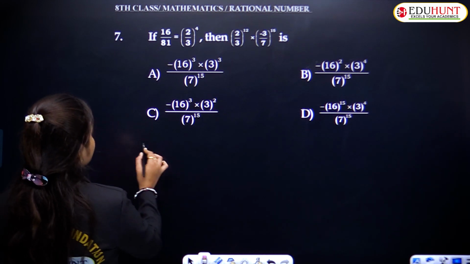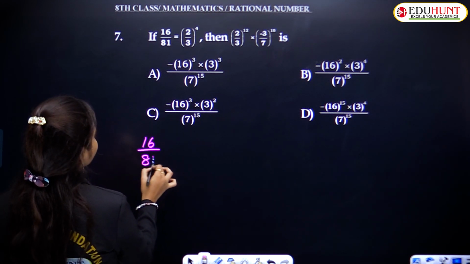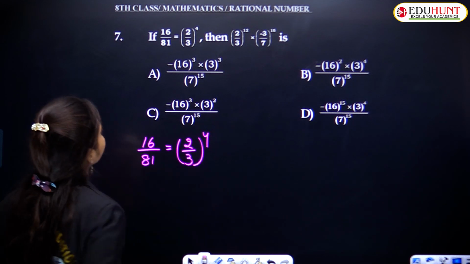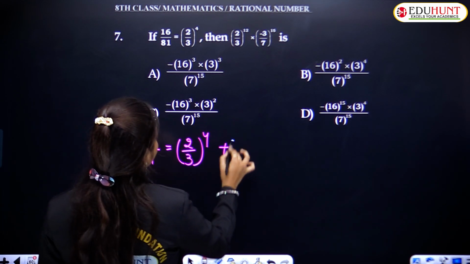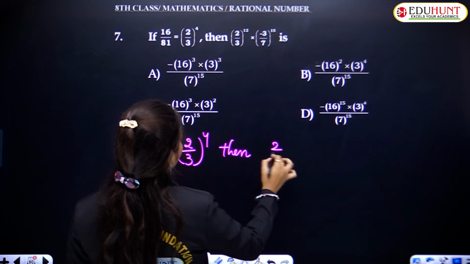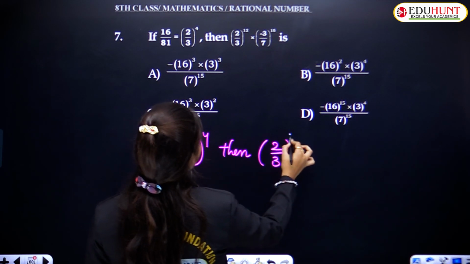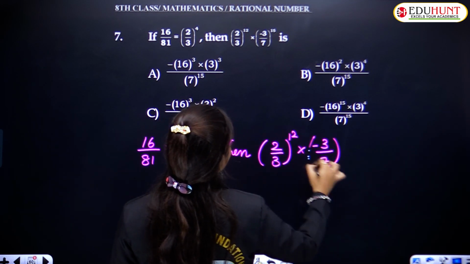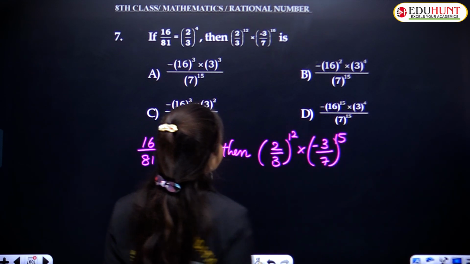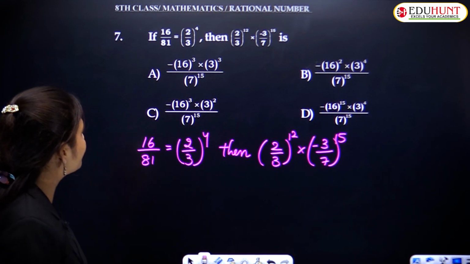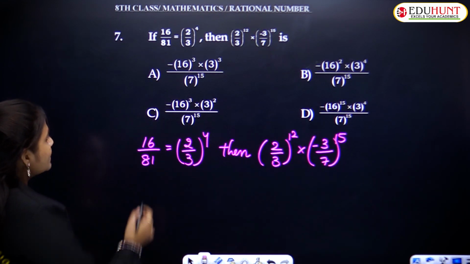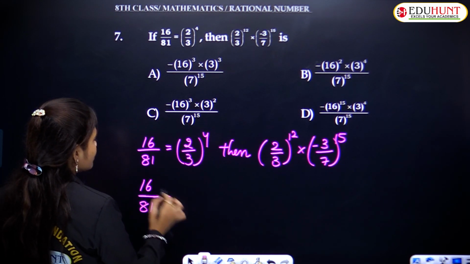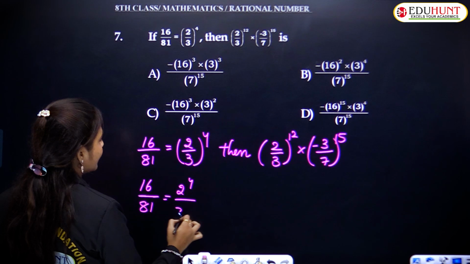So if 16 by 81 is equals to 2 by 3 whole power 4, then 2 by 3 whole power 12 into minus 3 by 7 whole power 15, this value we need to simplify. So children, we can write 16 by 81, so 16 means 2 power 4 by 3 power 4.